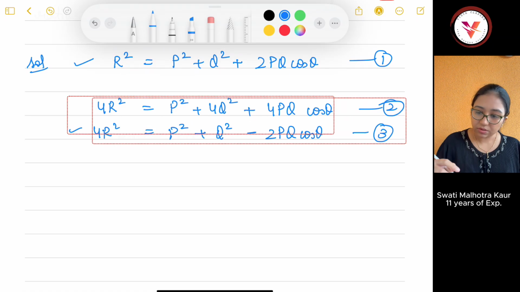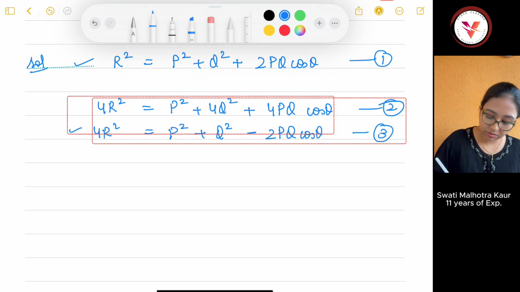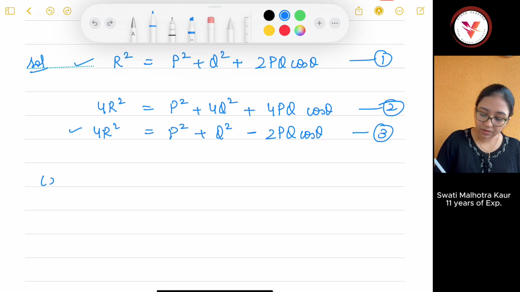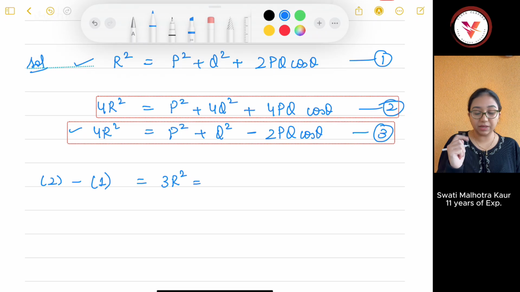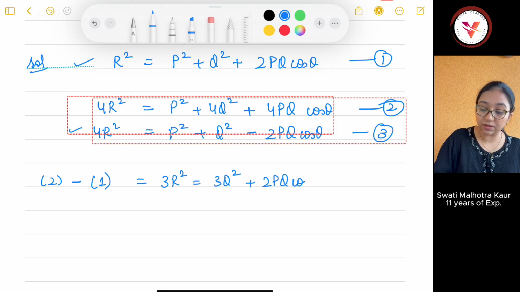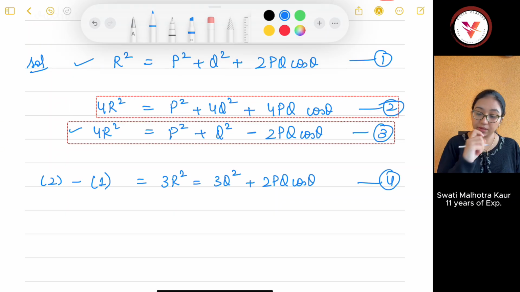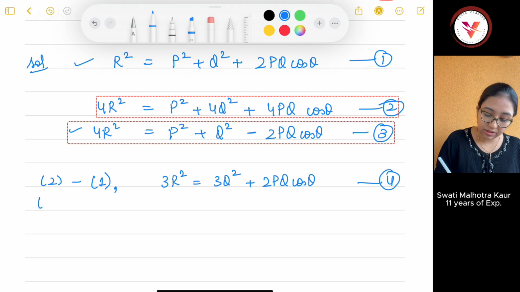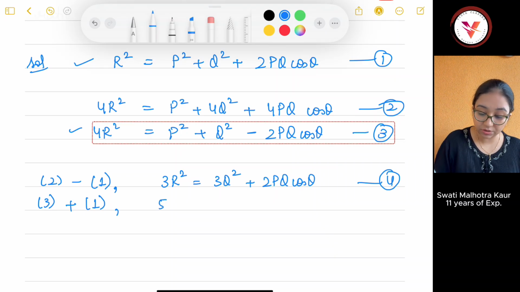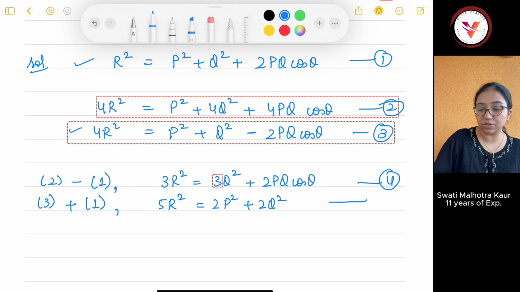Let's do second minus first. So you will get 3R square is equal to, P square and P square cancel, 4Q square minus Q square is 3Q square, and this becomes 2PQ cos theta. Make it equation 4. And then you can simply add 3 plus 1 to get rid of the cos theta term. Then it becomes 5R square equal to 2P square plus 2Q square, and the cos theta terms cancel. It becomes equation 5.